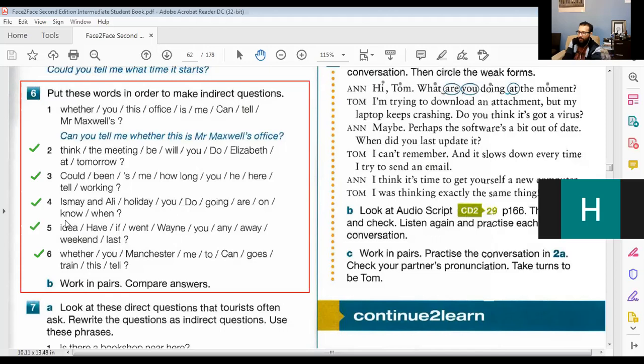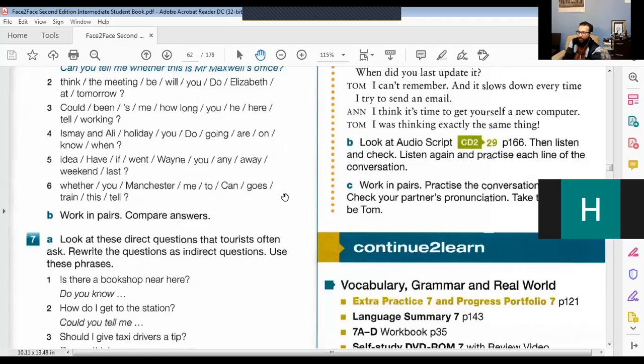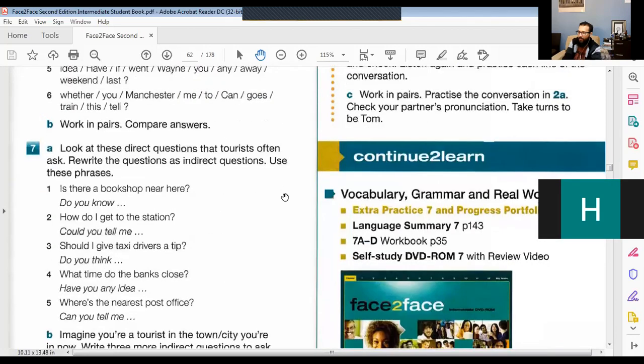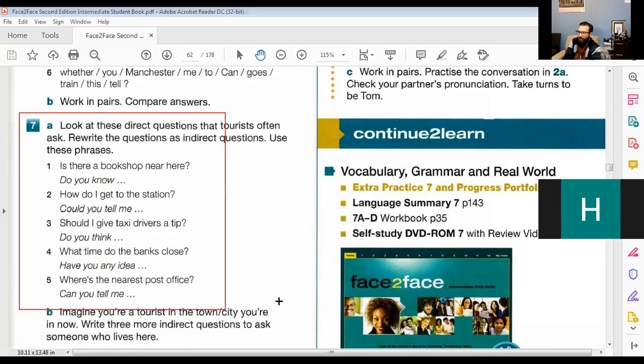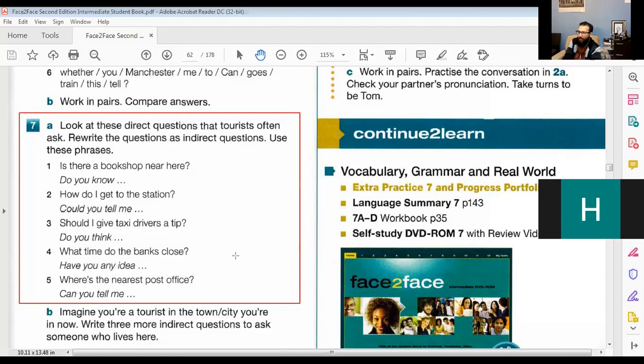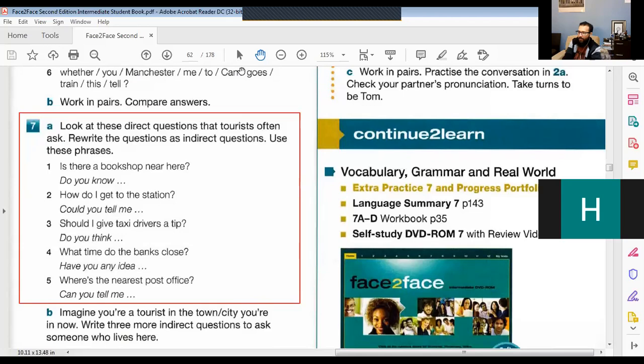So this is a little practice on how to make indirect questions, how to make it sound more formal and more polite. Okay, so we're going to do the same thing in number 7a. It's the same idea, but this time there's no words to choose from. We need to make a few changes ourselves. So maybe it's better if I show you both pages.